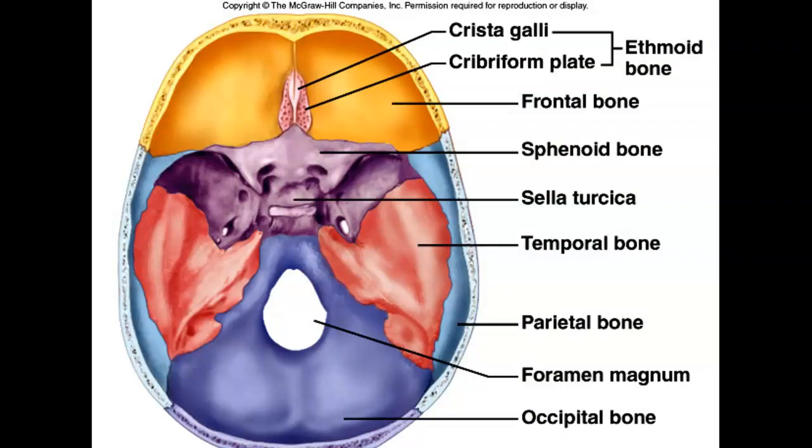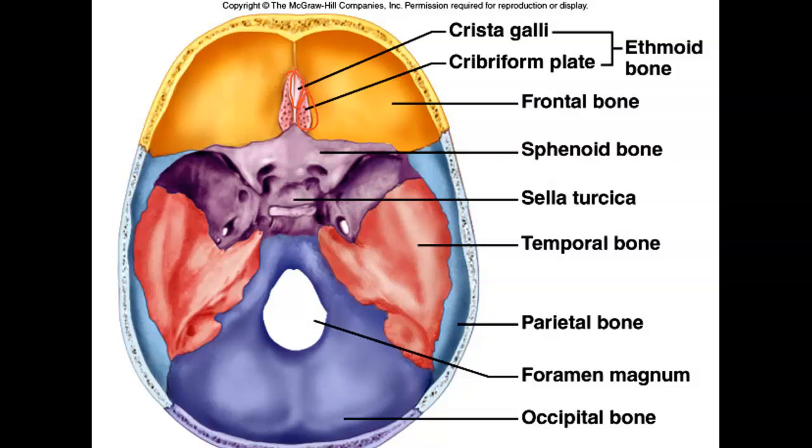Looking at the inside of the bone. First off, starting off with that ethmoid, it can be broken down into different parts. And so within the ethmoid bone, you're going to have what's referred to as the crista galli, which is going to be that small section through the center. The side sections, which look dotted, are going to be referred to as the cribriform plate. Together, they help make up that ethmoid.